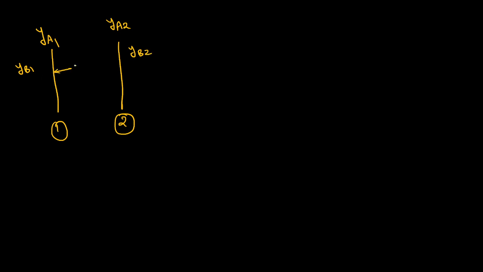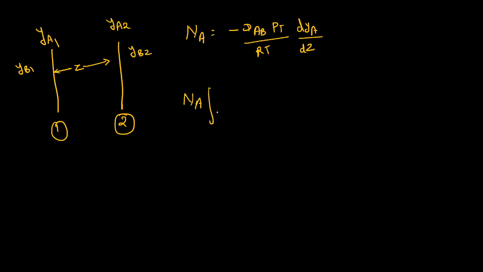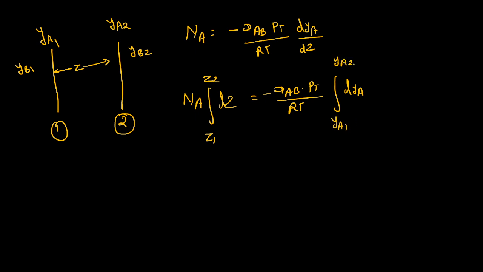If this distance is Z, we are basically trying to find out that Na is equal to minus DAB, that is PT divided by RT, and dYA upon dZ. So can I write Na into dZ, with Z going from Z1 to Z2, equals minus DAB into PT upon RT, and here dYA, with YA varying from YA1 to YA2, right?